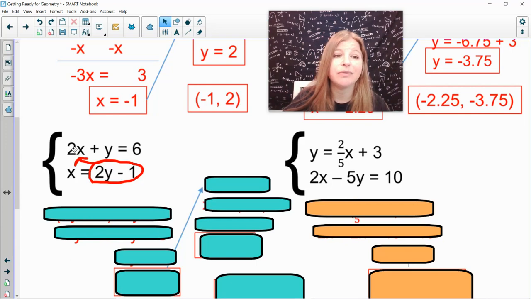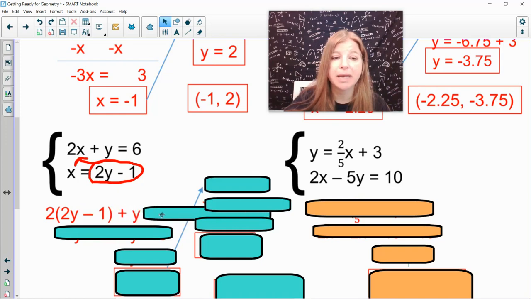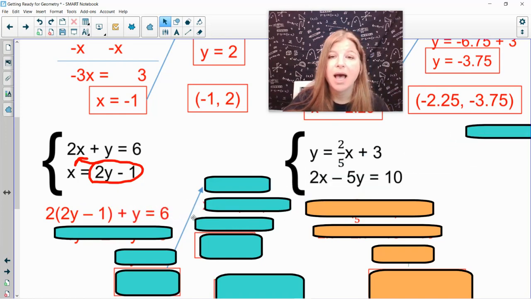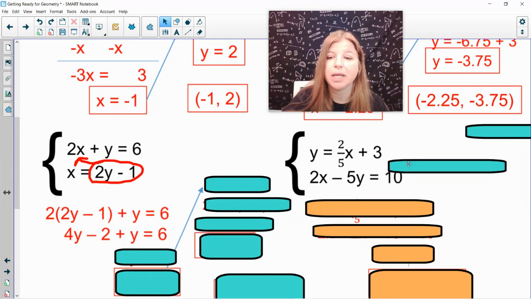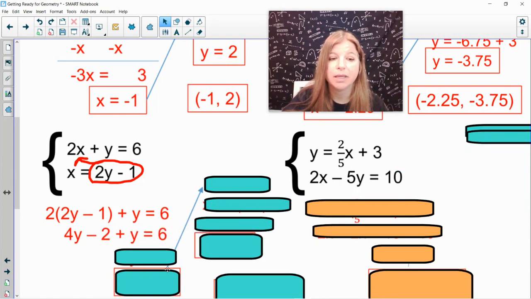So that means instead of writing 2 times x, I'm going to say it's 2 times 2y minus 1. Bring down the plus y equals 6. I'm now going to go ahead and just solve this multi-step equation. 2 times 2y is 4y. 2 times negative 1 is negative 2. Bring down the plus y equals 6. 4y plus y is 5y. I also added the 2 in that step also just to get rid of it at that point.